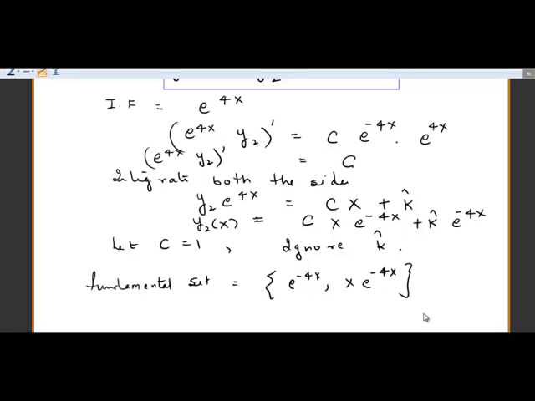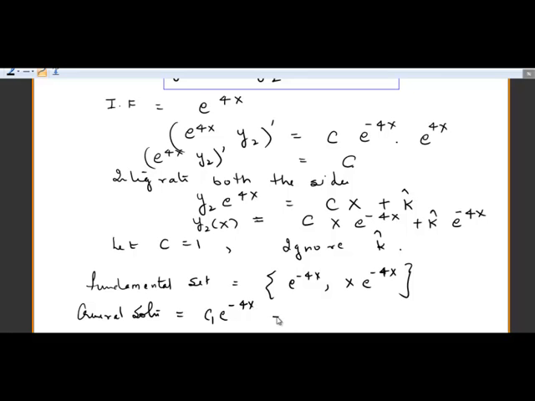Is it clear? So we did a proof of why the second member looks like x e to the power negative 4x by using Wronskian. We proved it. The second member has to look like this. And once we have them, then the general solution is just a linear combination.